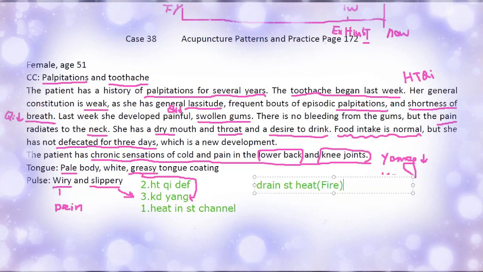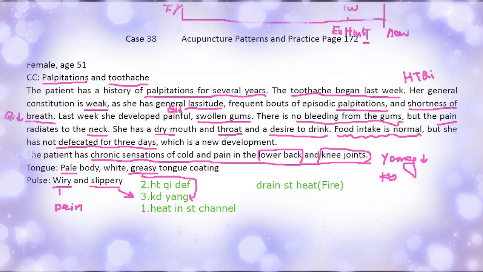But for this case, there will be bleeding with fire. But in this case, they specially say no bleeding. Thus, I say you can use heat. Usually the gum will be bleeding, but this patient has no bleeding, meaning the heat is not that severe. That's why I use heat instead of fire. But that's not that big a difference, whether heat or fire. Still heat. So that's number one there.